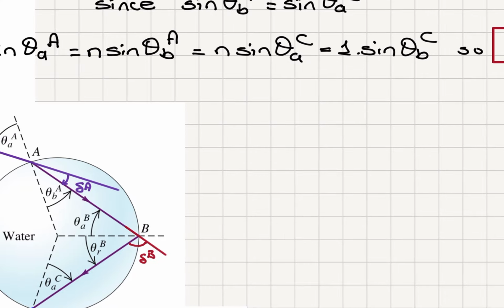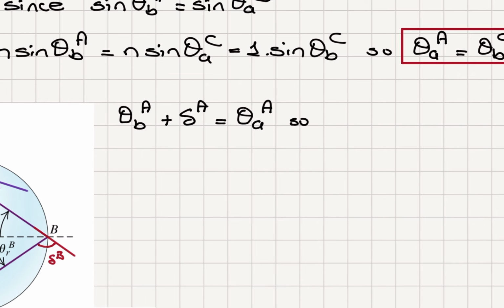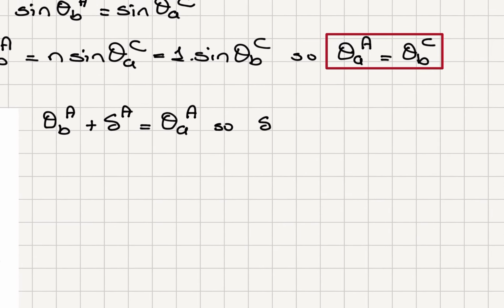So that's our first observation. So we can write the angle of refraction at point A plus the deviation angle at point A is equal to the angle of incidence at point A. So the first deviation that occurs at point A is equal to the angle of incidence at point A minus the angle of refraction at point A.